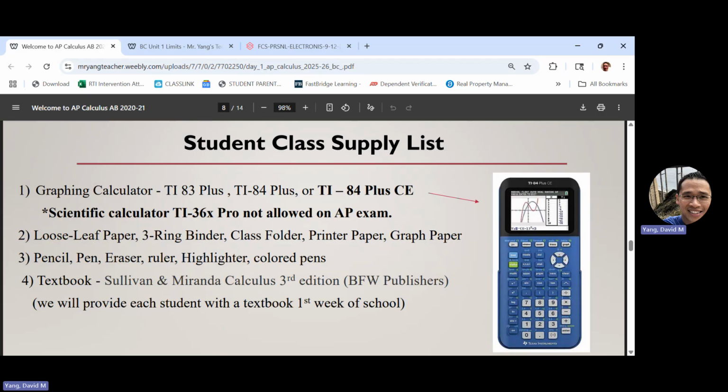I do have old sets of 83s, but some of the features just take a little bit longer to get through. But ideally, you each have your own. So hopefully you guys can get one.